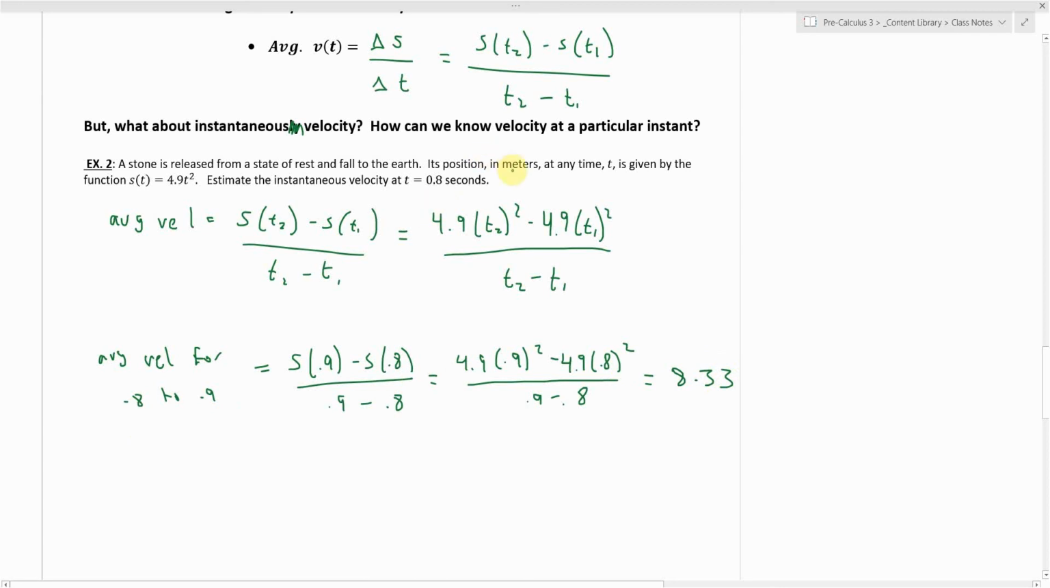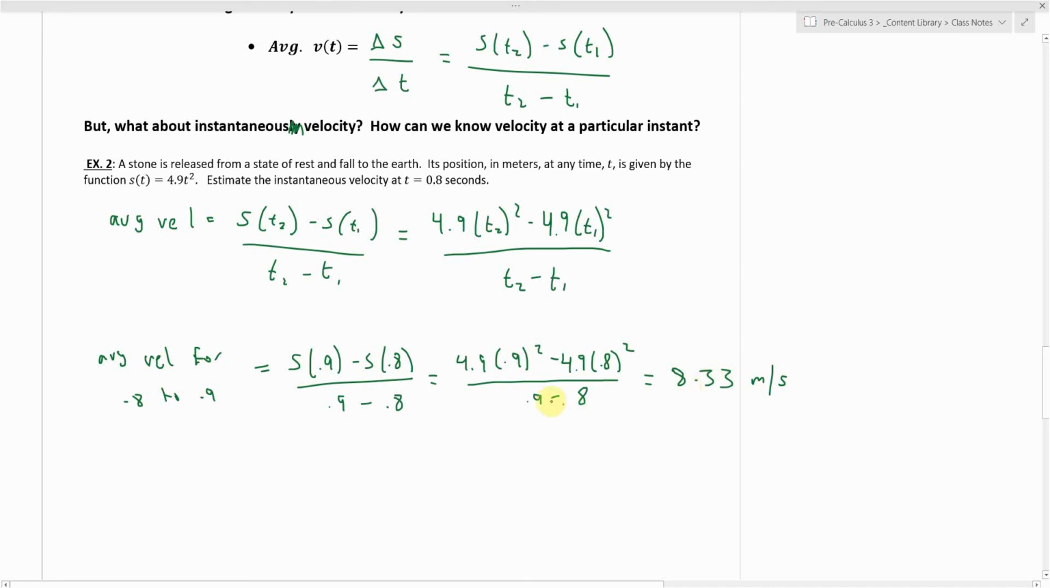Now this is an object that's falling in meters. It doesn't say so, but it does indicate seconds here, so this is actually going to be meters per second. That's its velocity. It's falling at 8.33 meters per second. And so the idea is this is an approximation. At 0.8, it would have been somewhere close to that, but probably not exactly equal to that.